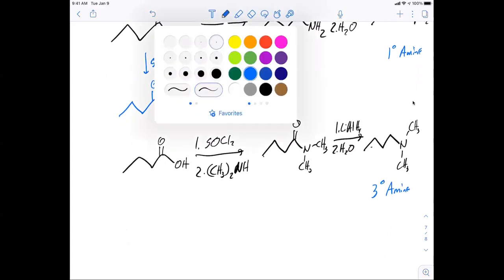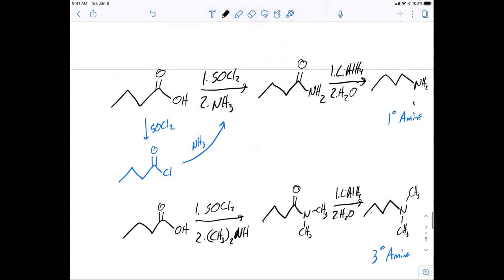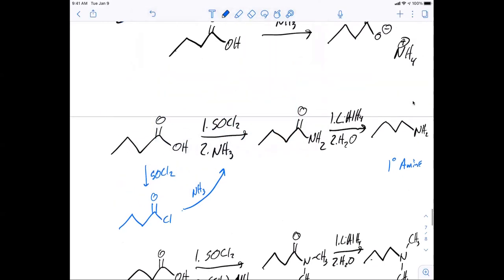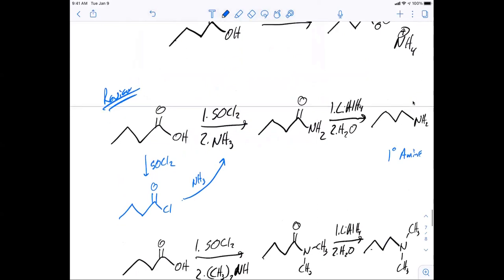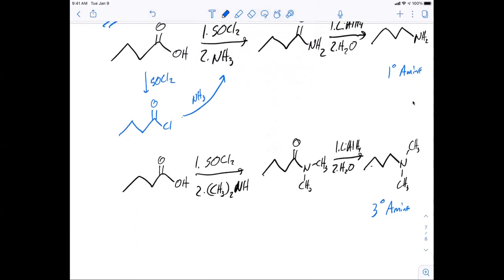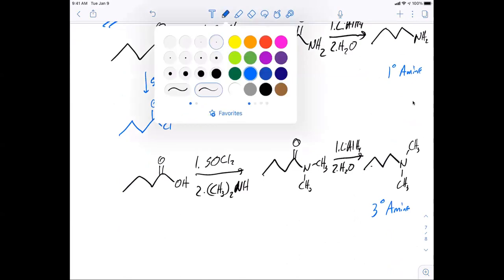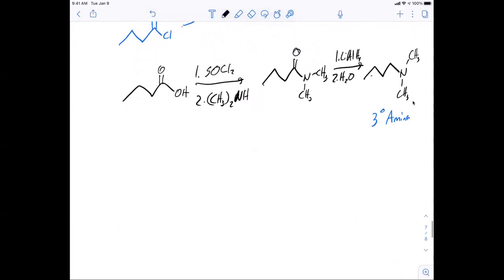And then the other one that we haven't seen in a while, and again, this is review. It hasn't been the focus, but these are review reactions. We didn't focus on making amines, but we've seen all these reactions. The other one that we didn't focus on was creating anilines.